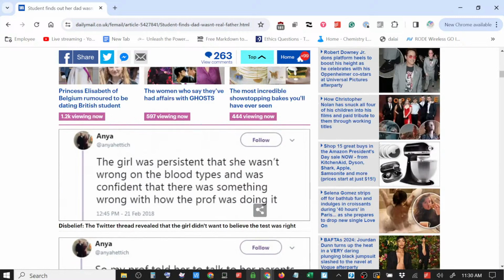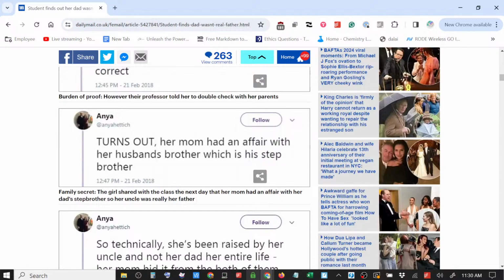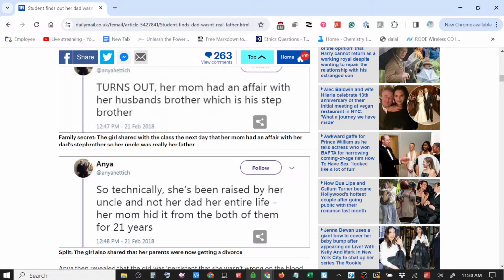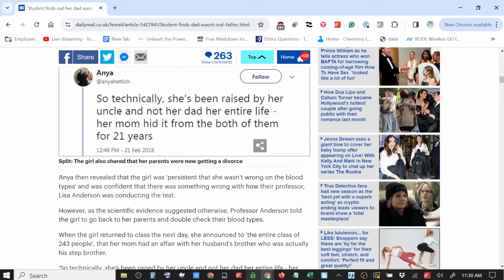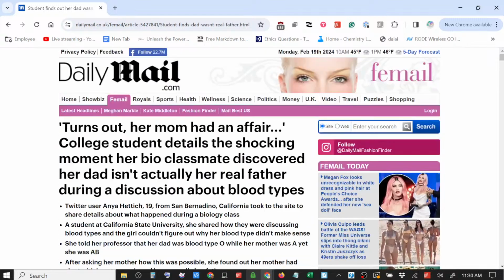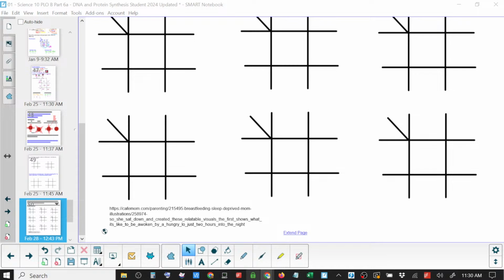The prof told her to check her blood type in order to find it out, and it turns out her mom had an affair with her husband's brother, which is his stepbrother. So technically, she's been raised by her uncle her entire life, and her mom didn't tell anybody. That was found out, and she revealed all of it in class, which is not something I would have done.